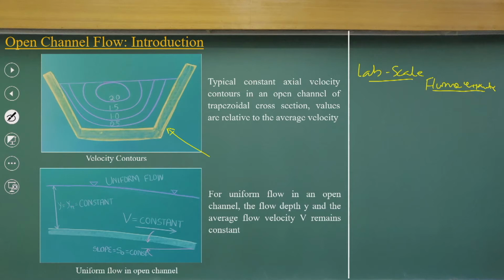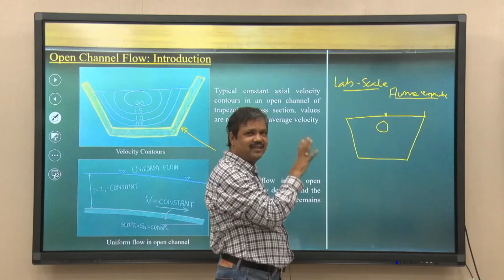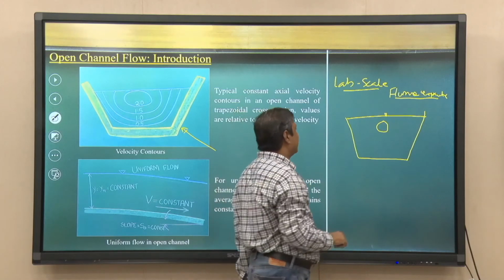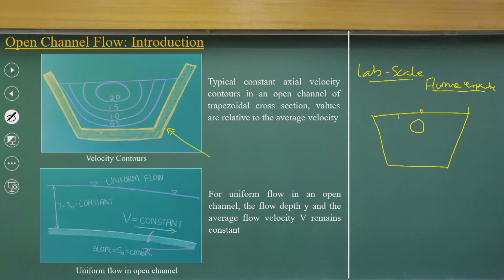As you measure the velocities in any rectangular channel, as expected, the maximum velocity will not be at the surface. This is the lab scale experimental data, that is what I am emphasizing. This is experimentally verified, this is how the distribution happens. So, you will get velocity distributions like this.